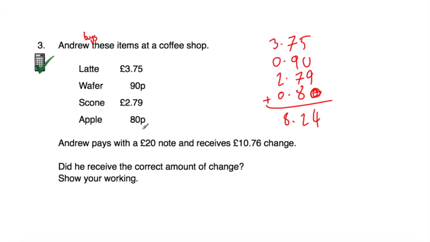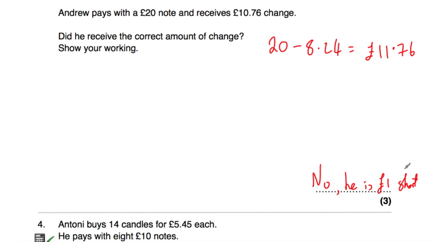Now he paid with a £20 note and he received £10.76 change. So let's take the £20 and take away the cost of the items, which is £8.24, and see how much change he should receive. £20 take away £8.24 is equal to £11.76. But he only received £10.76, so he didn't receive enough change. He's actually £1 short. He should have received £11.76. So let's write that down. And that's it. I've just written down, no, he's £1 short.